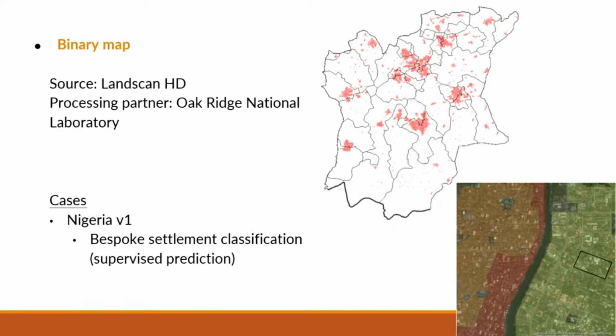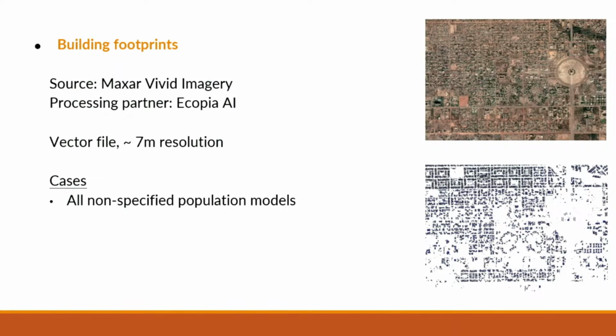And there is a source of data that are more building footprints, which is the delineation of the buildings that is extracted from satellite imagery. And so you can see this is the satellite imagery, and this is the data product extracted from it, where you see the delineation of the buildings.